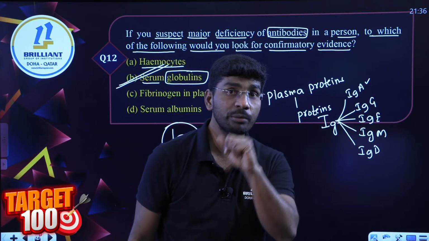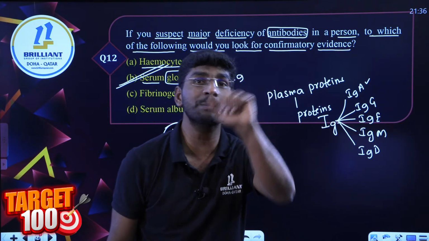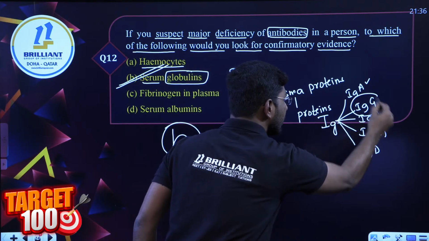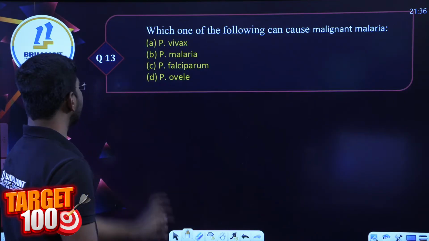I am going to tell one more important thing, students. IgG crosses the placenta, placental crossing is by IgG. Remember. Next question. Question number 13.